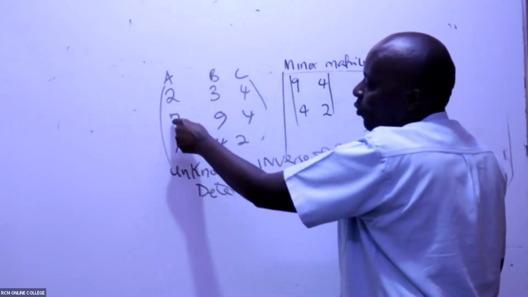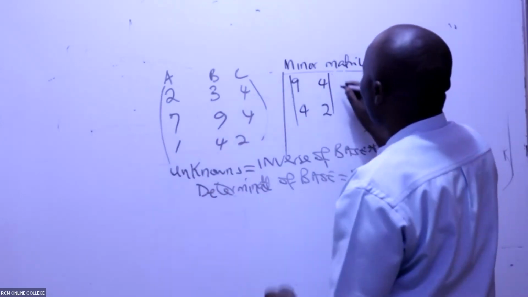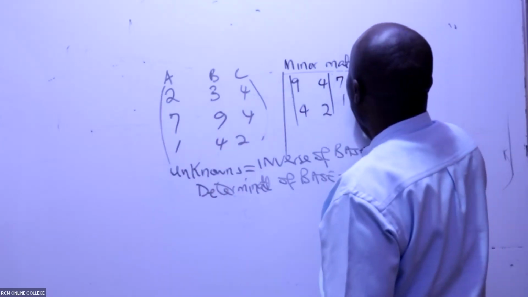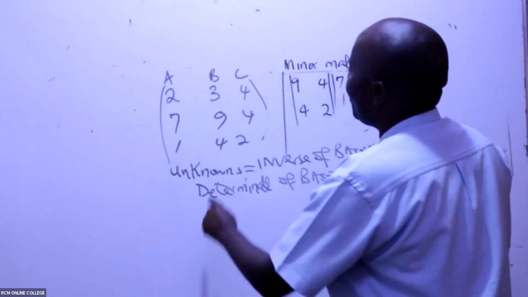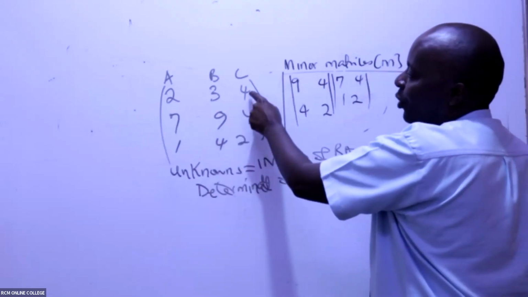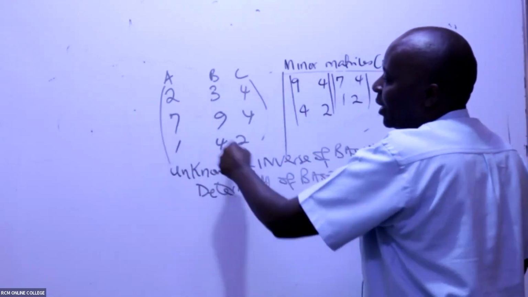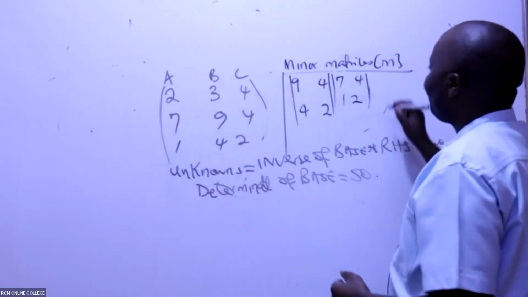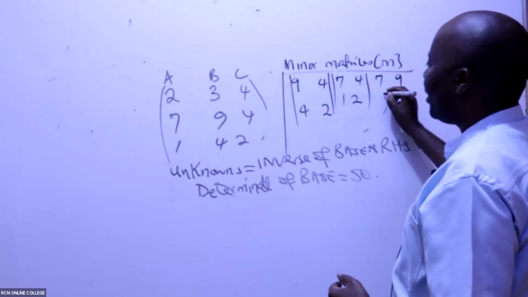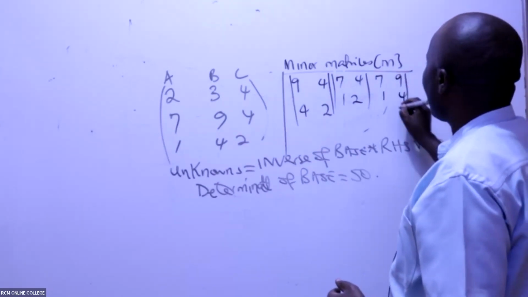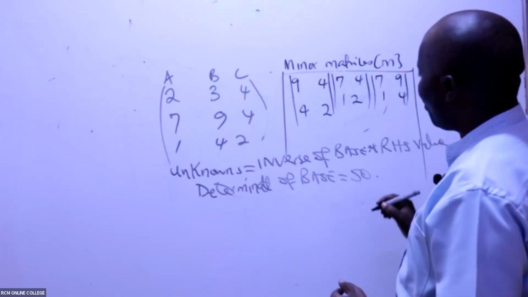Then the leftovers will be 7412. So we have here 7412 like that. From there, ladies and gentlemen, we come for the minor for this. So the minor for this, we hide this and that. So then we're left here with 79. Then we have in this case here 14 like that. Great. So you go to the second row.